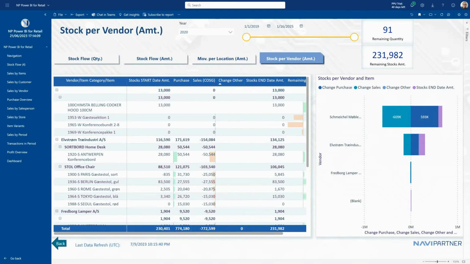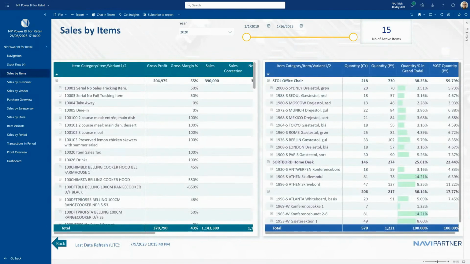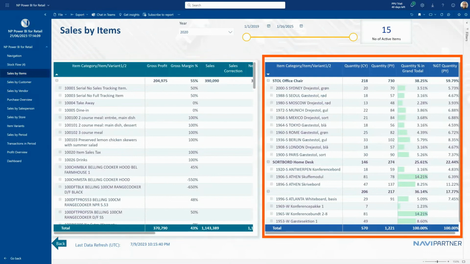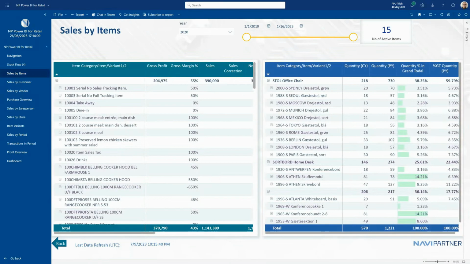By utilizing this report, you can easily identify which items are selling quickly and distinguish them from those that are not performing as well. On the Sales by Items page, you can see which items and groups of items bring the highest sales by sales amount in the table to the left and by quantity in the table to the right. To correctly analyze data in this table, you need to set a year filter.